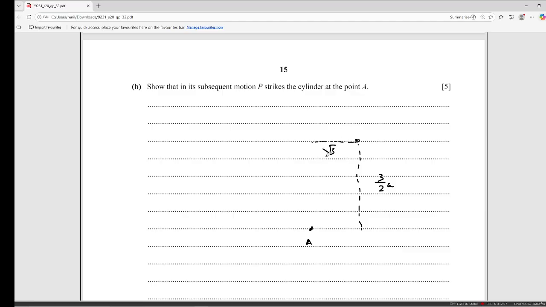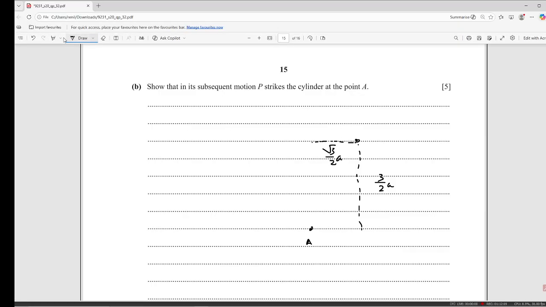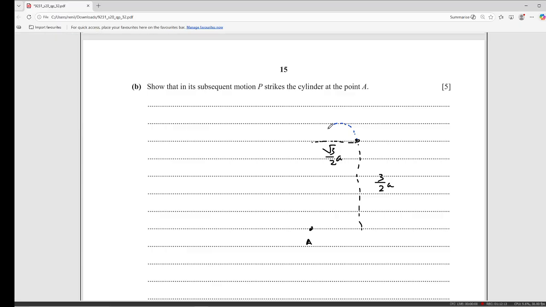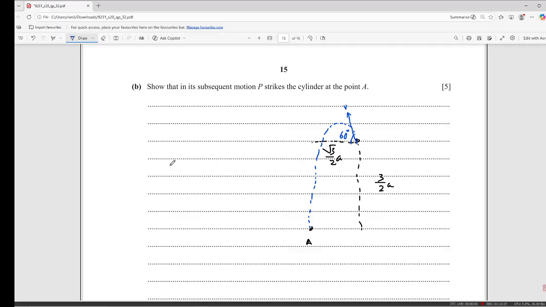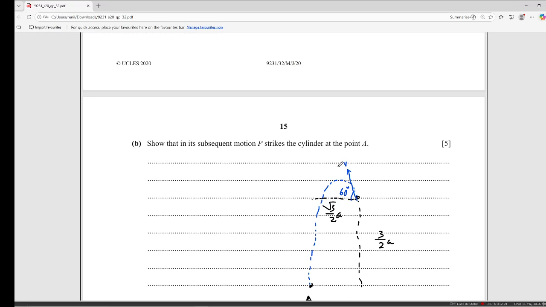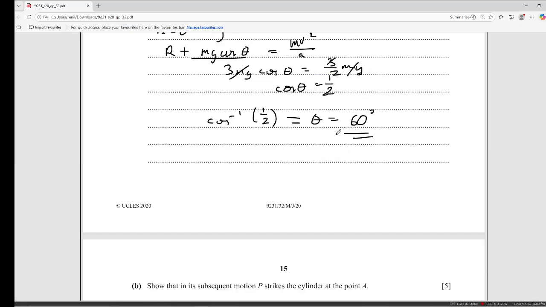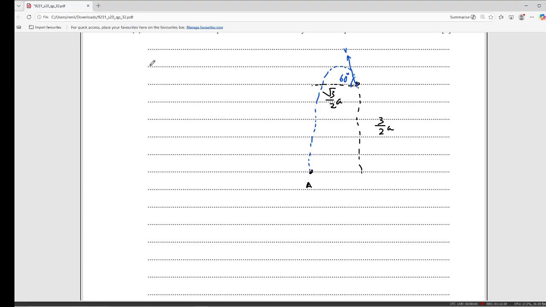And what does this tell me? Again, keyword trajectory. So we know that it goes under projectile motion, and it's going to fall like this straight over there, and its initial velocity will be the velocity it left at, and its degree of projection is exactly at the degree with the vertical, 60 degrees. Okay, now how do we find v? Well, earlier from this equation we got mv square equals 2 mga cos theta equals 3 by 2 mga. Let's rewrite that again.